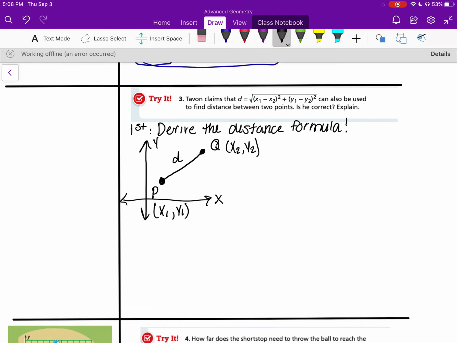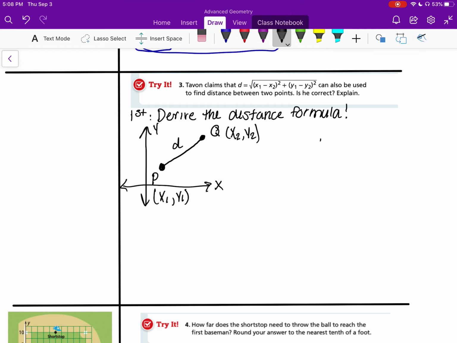And if you remember the Pythagorean theorem, it tells us that a squared, some leg A of a right triangle squared, plus some leg B of a right triangle squared equals c squared, which is the hypotenuse squared. And in this case, our hypotenuse is actually going to be that distance that we want, that d squared. But you might be thinking, hey, wait, what? We don't have a right triangle. We don't yet. We're going to draw one.